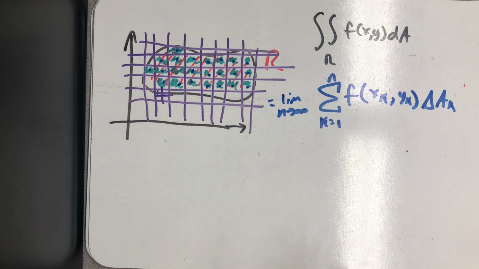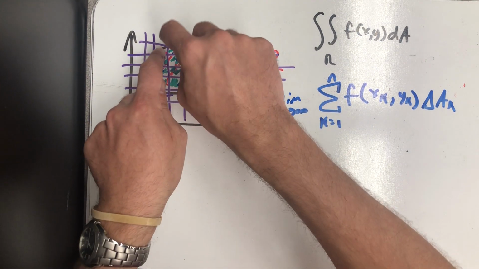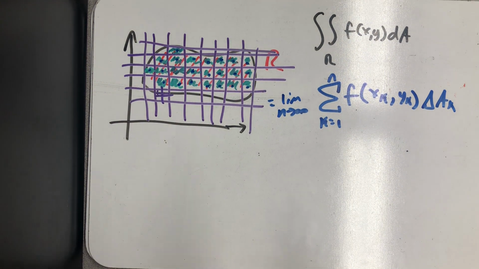So this is my definition of the double integral. I partition my region with rectangles that lie on the inside of it, and as I let the rectangles get smaller and smaller, they finally do fill in all the missing places around the edge.